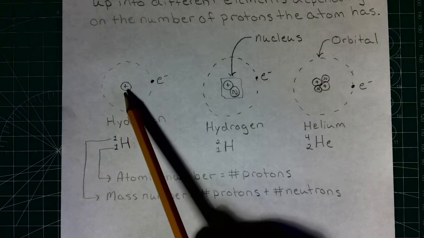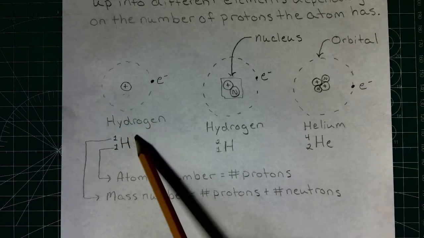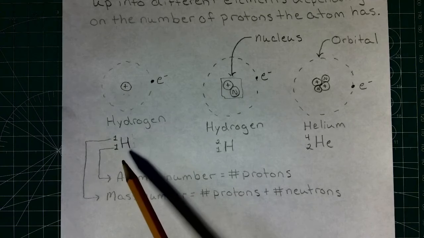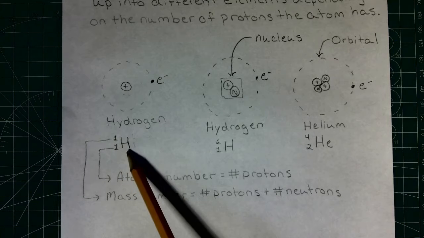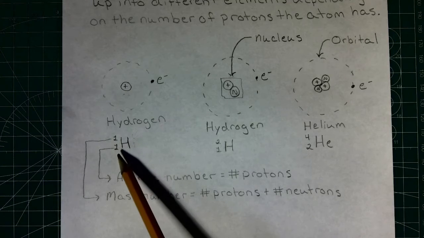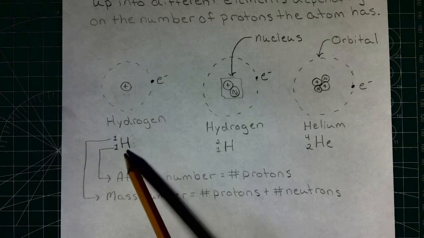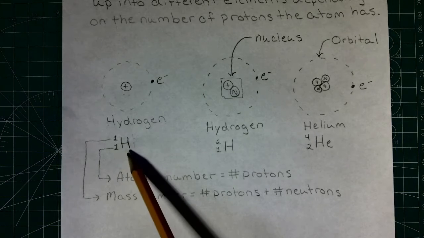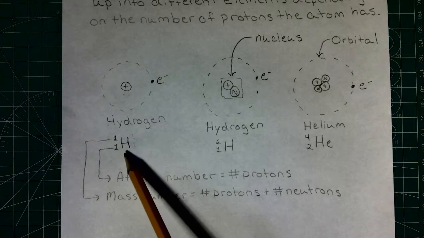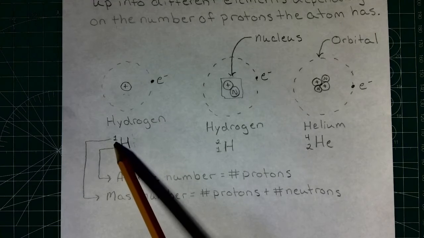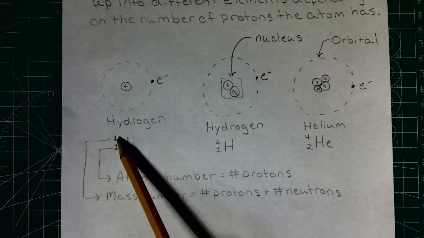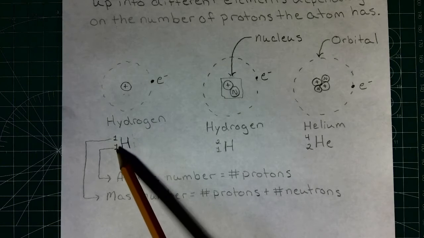So if we have one proton, we call that hydrogen. And for every different element, we're going to have a symbol that we use to abbreviate it. So the one for hydrogen is just a capital H. And we can put two numbers beside it here. There's one that is a superscript and one that is a subscript.